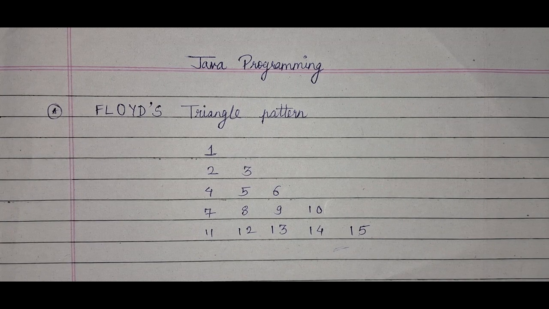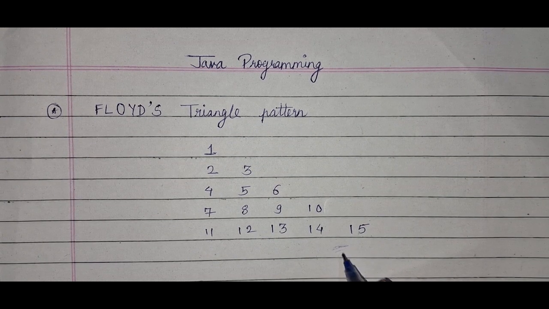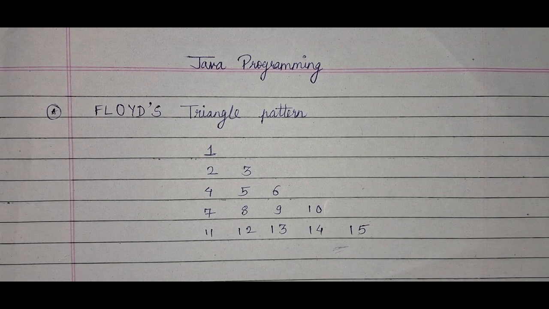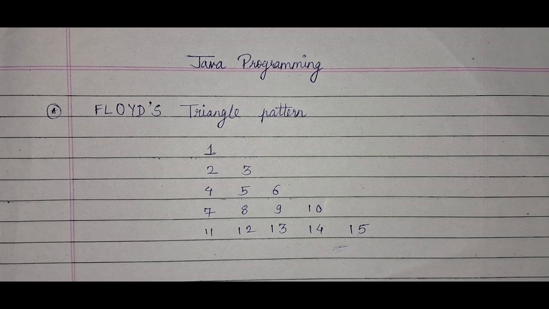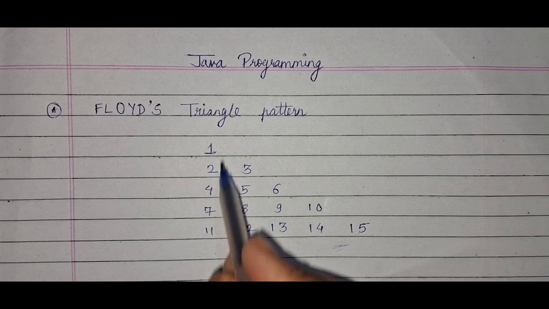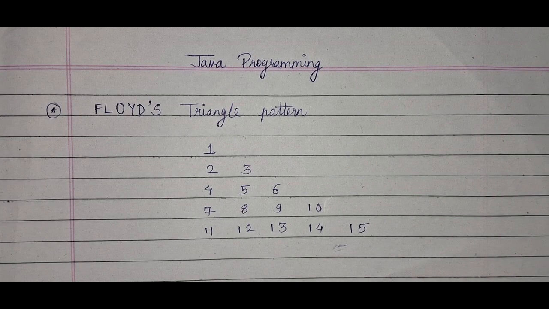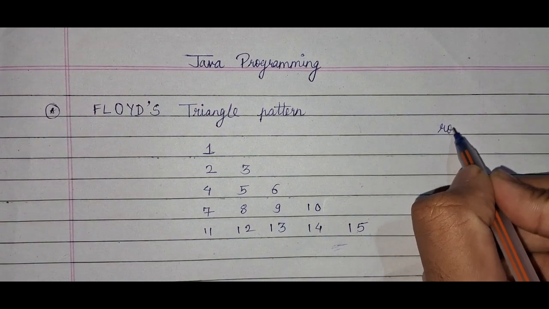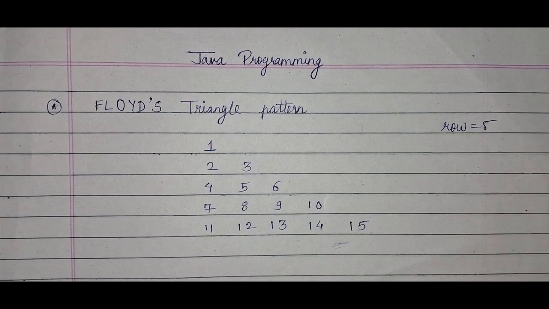In today's video we are going to see how to print Floyd's triangle pattern. To print this type of pattern we use nested for loops only. In this pattern we have 5 rows, so row will be 5. Okay, so let's check what numbers are printed in each and every row.